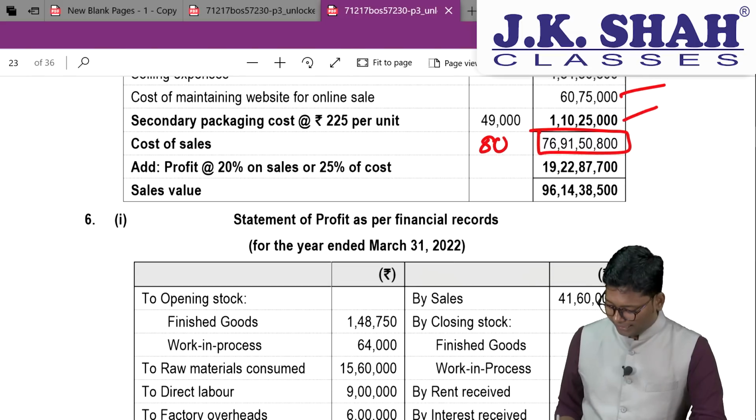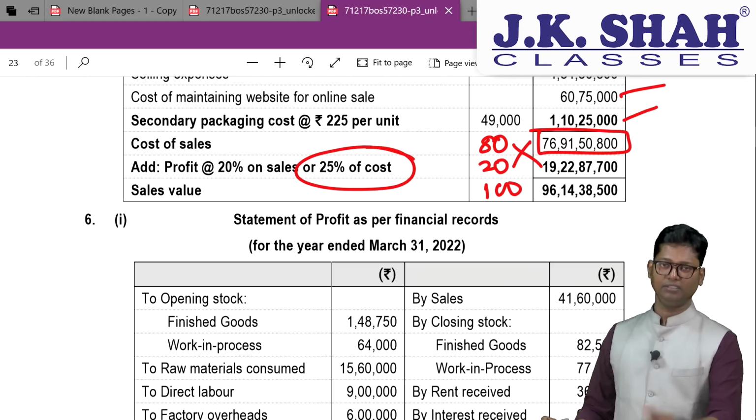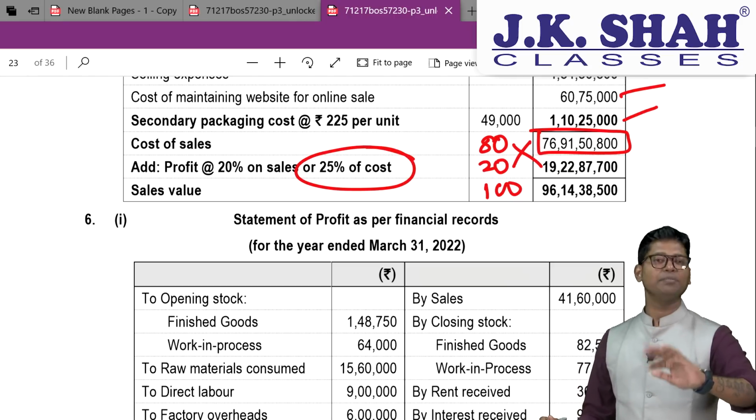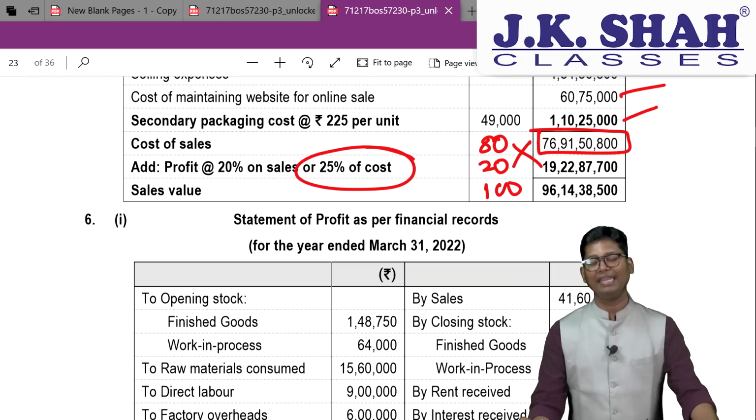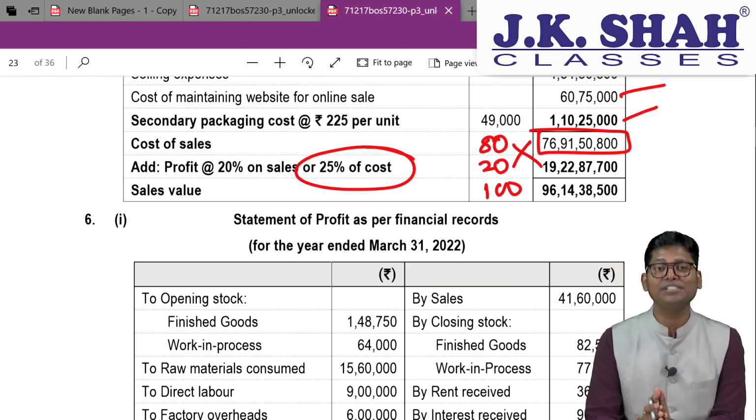Cost of sales is 80, profit is 20, selling price is 100. Either go for cross multiplication or else you can take 20% on selling value. That means profit is 25% on cost. Directly even calculation is possible, and here is the end of the basic discussion of this.